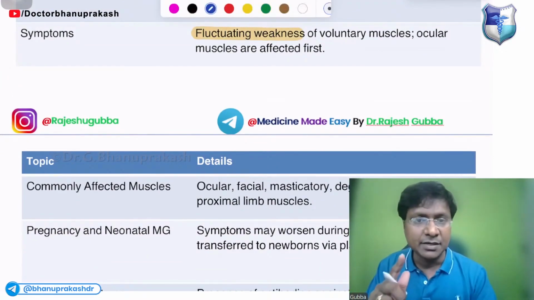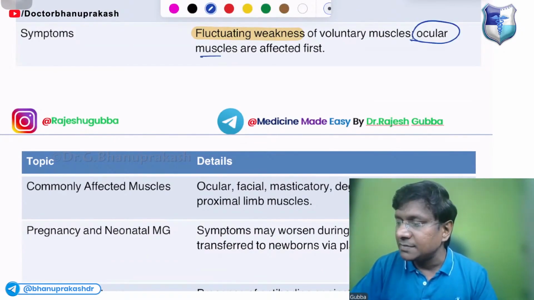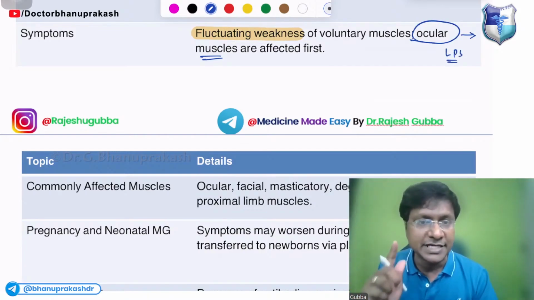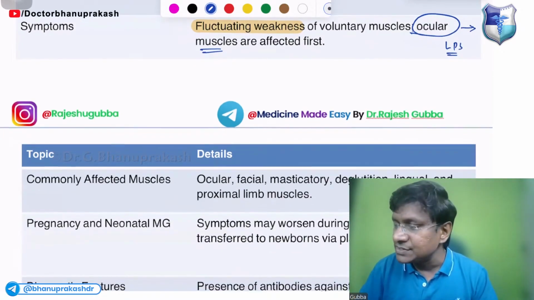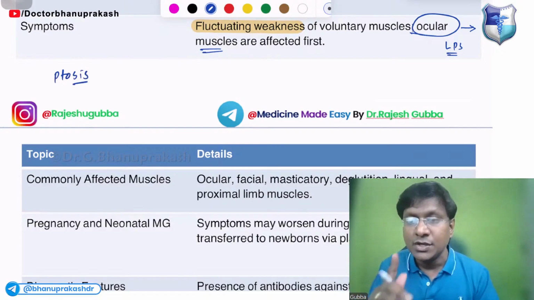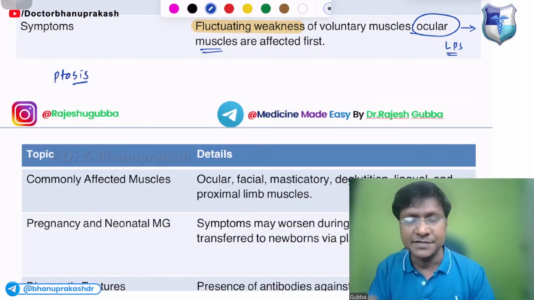Now, which muscle gets affected first? It is the ocular muscles that get affected first. Within the ocular muscles, it is the levator palpebrae superioris muscle that gets affected first. Because of this, the earliest manifestation in patients with myasthenia gravis will be ptosis.